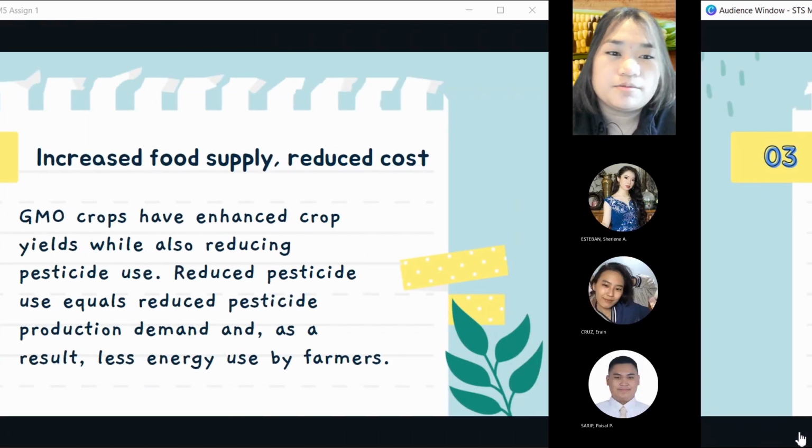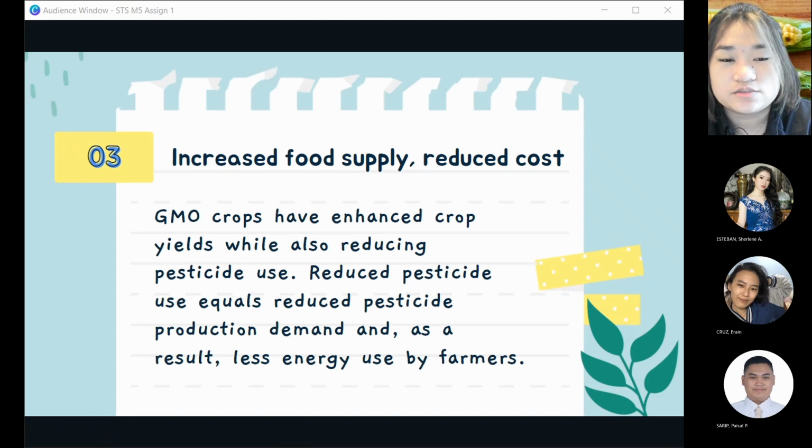Moreover, food supply has increased while its cost reduces because GMO crops have enhanced crop yields while also reducing pesticide use. By combining these two strategies, we can produce more food with fewer inputs. Reduced pesticide use equals reduced pesticide production demand, and as a result, less energy is used by farmers.